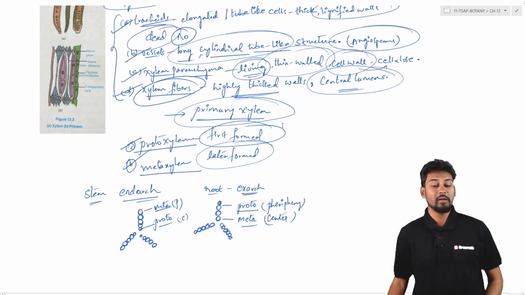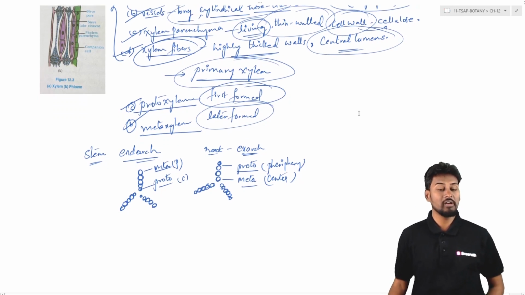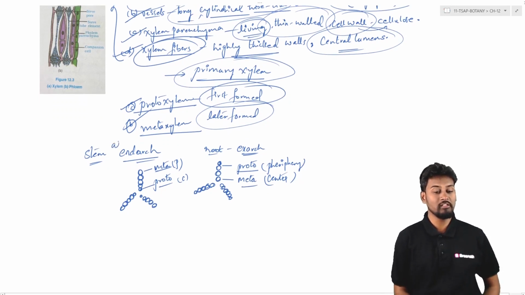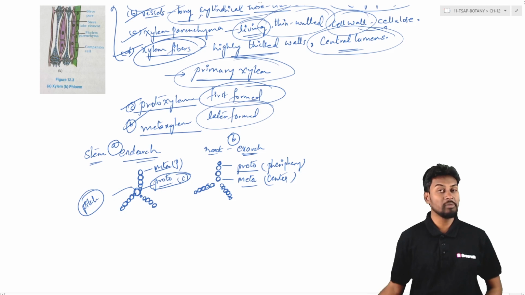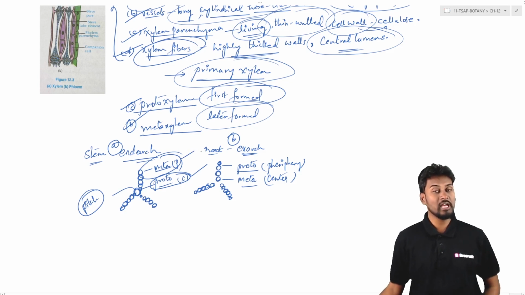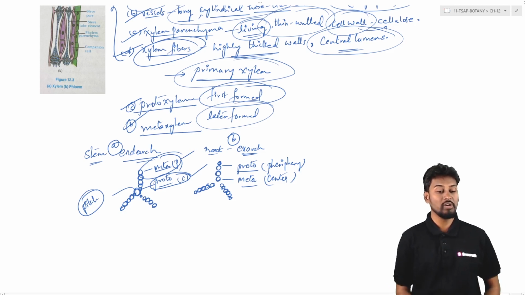So this is nothing but called primary xylem. And coming to arrangement, based on the xylem arrangement, we can say that there are 2 different types. One is endarch and the second one is exarch. Endarch arrangement is where the protoxylem is present toward the center of the stem. For example, we can see here, the center is called the pith. So the pith is nothing but the center of the stem. In endarch, the protoxylem is present in the center of the stem, and metaxylem is present at the periphery of the stem. So endarch is the arrangement where proto is in the center, meta is in the periphery. This kind of arrangement is generally observed in stems.